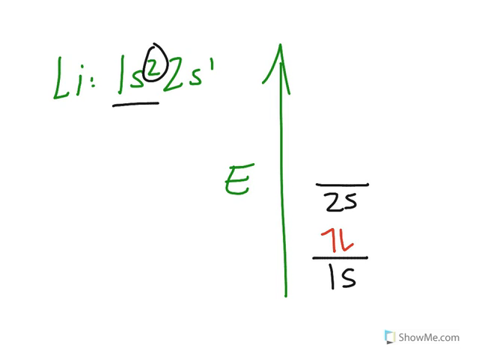And then let's take a look at the next one right here. It's 2s1. And because there's a 1 right there, that means I have 1 arrow pointing up right there. And this is the energy diagram, or the orbital notation, for lithium's electron configuration. All right, let's take a look at another example.